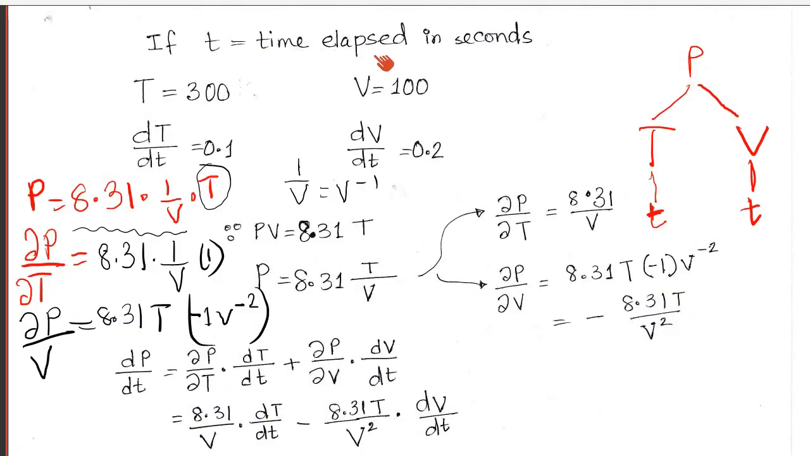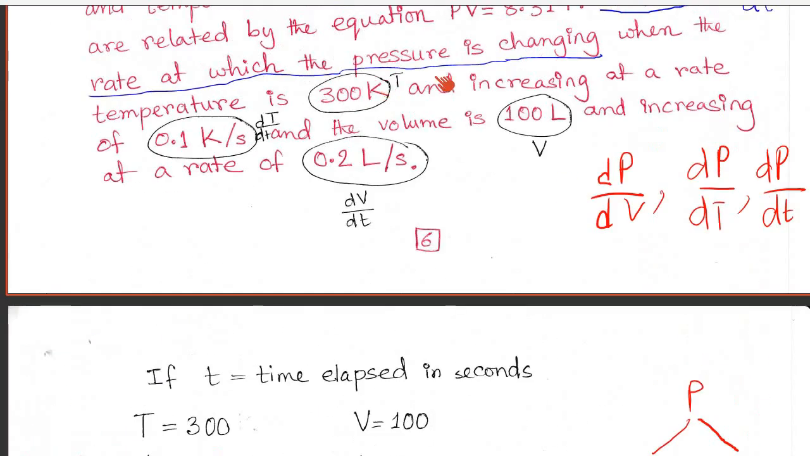So t is the time elapsed in seconds. Pressure actually has temperature and volume. Temperature is changing in terms of time, volume also changing in terms of time. So given information, T is equal to 300, V is equal to 100, dT/dt is 0.1, dV/dt is 0.2. So this information can be gathered from here.